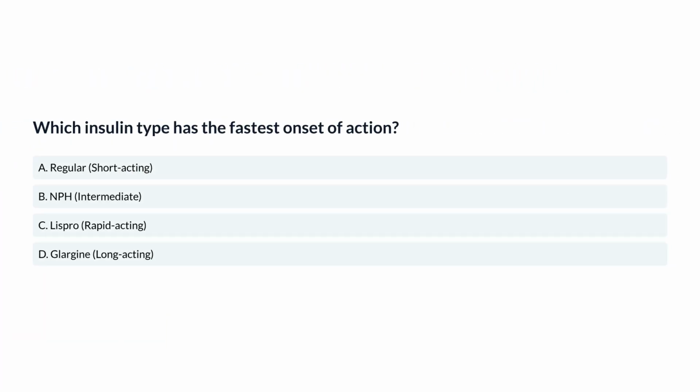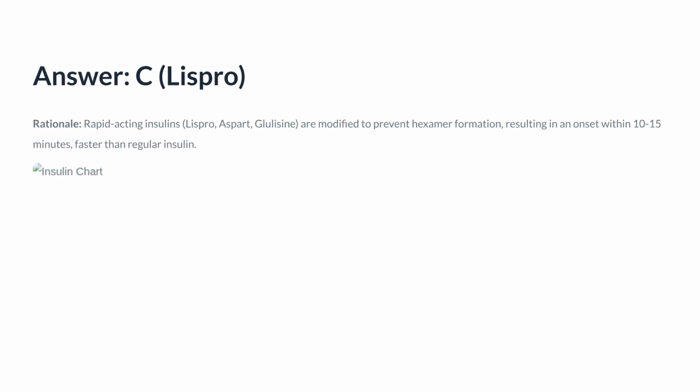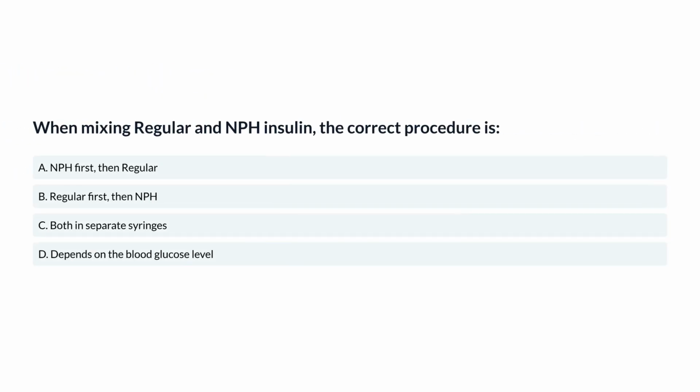Which insulin type has the fastest onset of action? The answer is C, Lispro, a rapid-acting insulin. These insulins are modified to prevent hexamer formation, allowing them to act within 10 to 15 minutes, faster than regular insulin.